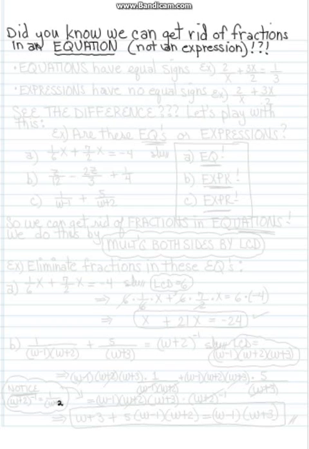Let's start by recalling what a rational equation is. The word rational means it has a fraction in it. The word equation means it has an equal sign in it. So a rational equation is a statement that has an equal sign and a fraction. And the fact is we can get rid of the fractions in the process of solving such an equation by multiplying both sides of the equation by the least common denominator.